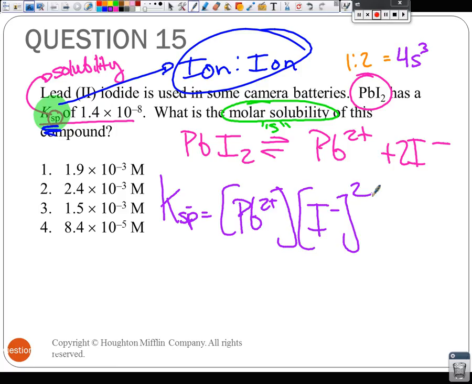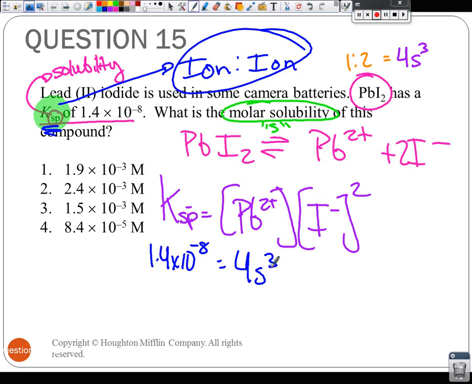You agree that would be true? All right. I'm going to do this the short way, and then I'm going to do it the long way to prove why the short way works. So, we know that the Ksp value is what? Okay? So, since it's a 1 to 2 ion-to-ion ratio, what can we set Ksp equal to? You agree that would be true? But why is it 4s cubed? It's a 1 to 2 ratio.